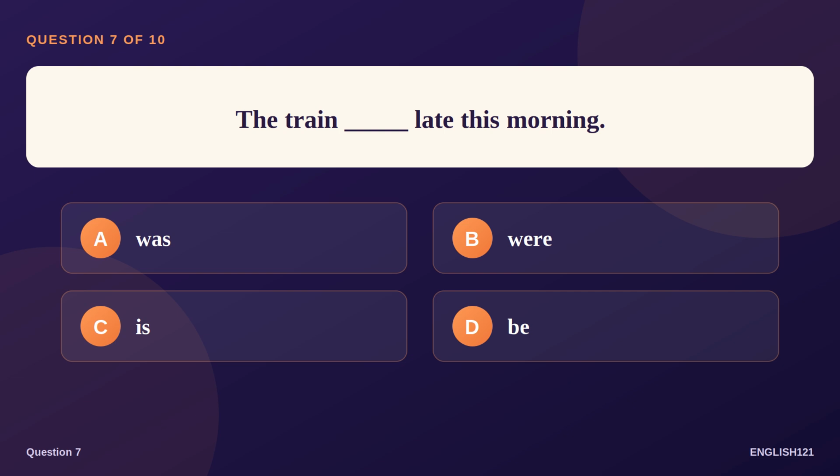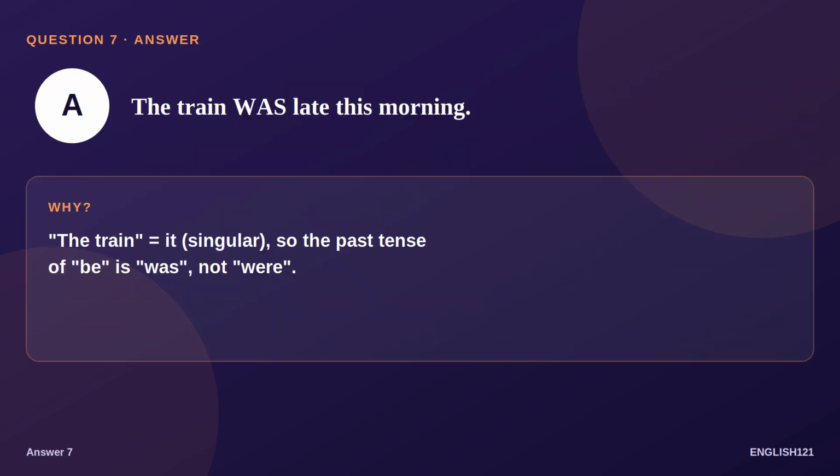Next question. The train blank late this morning. Was, were, is, be. The train was late this morning. Why? Because the train equals it, which is a third person singular pronoun. So the past tense of the verb to be is was, not were. So we say I was, you were, it was, she was, he was, we were, and they were.